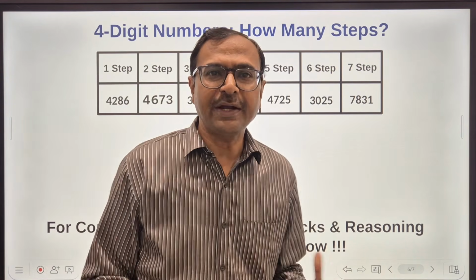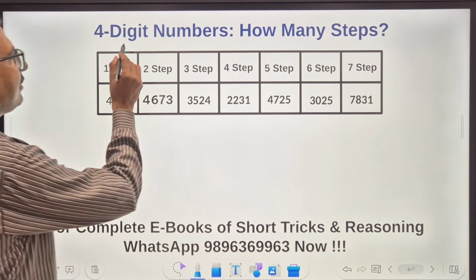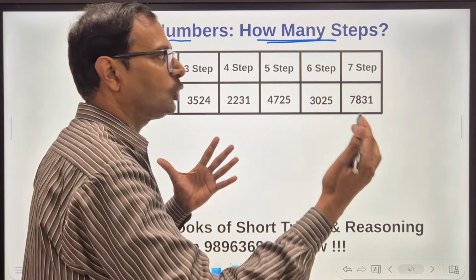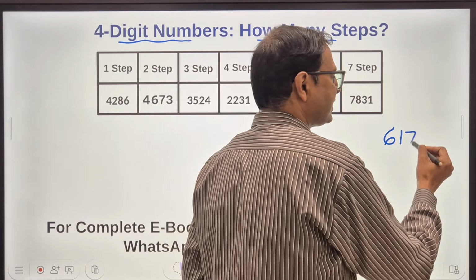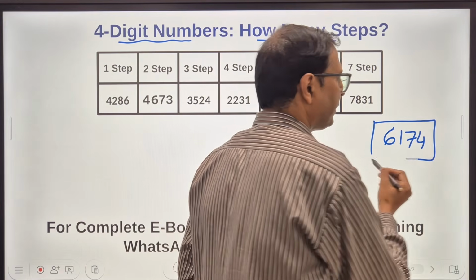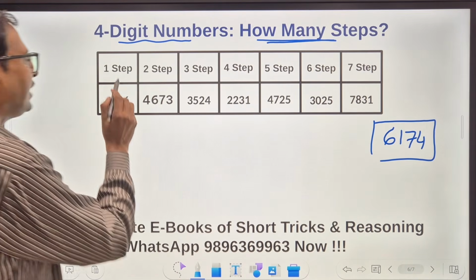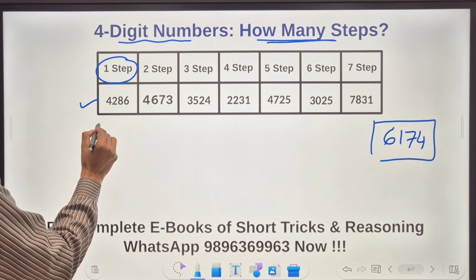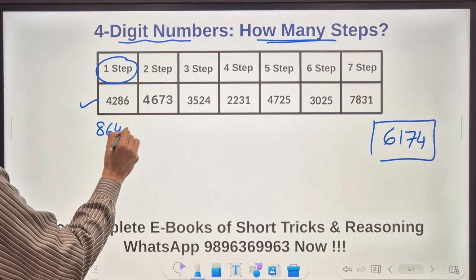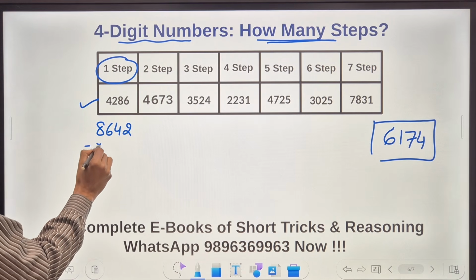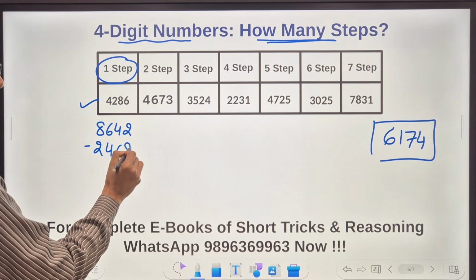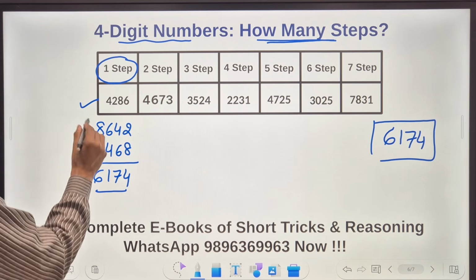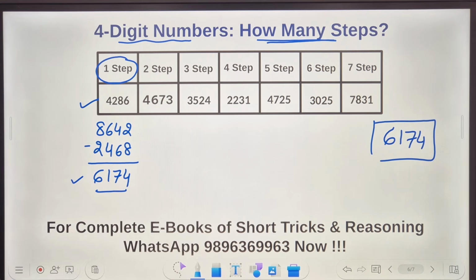So now let's look at four digit numbers. Here we have the four digit numbers and how many steps are required to get to that magic number 6174, which is known as the Kaprekar's constant. Here we have an example of a one step number like 4286. If I do 8642, the highest number, minus the smallest 2468, I am going to get 6174. So one step I got to 6174.